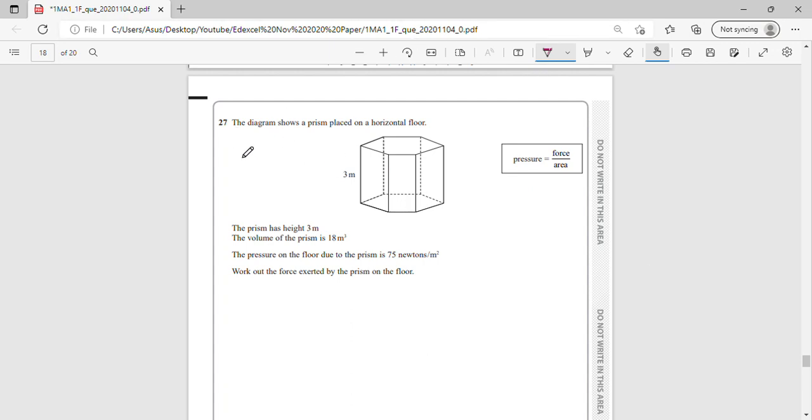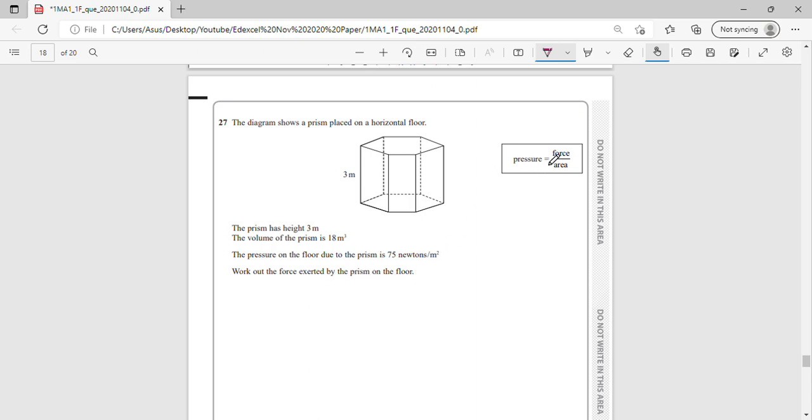Okay, question number 27. The diagram shows a prism placed on a horizontal floor. The prism has a height of 3 meters and the volume of the prism is 18 meters cubed. The pressure on the floor due to the prism is 75 newtons per meter squared. Work out the force exerted on the prism by the floor.